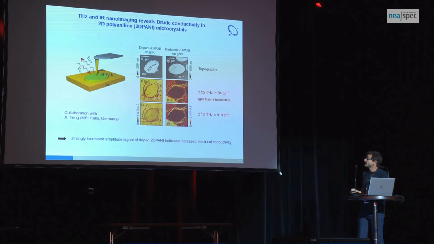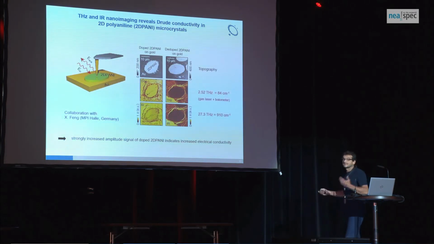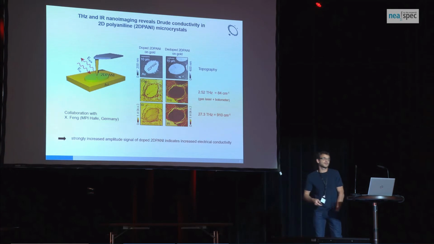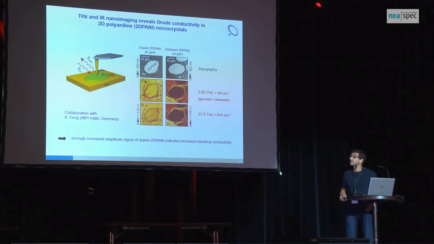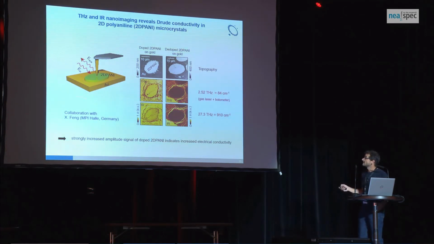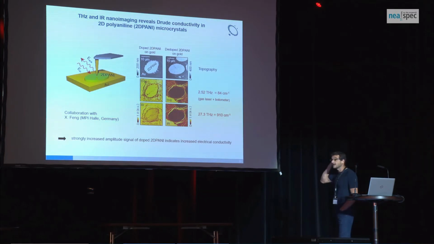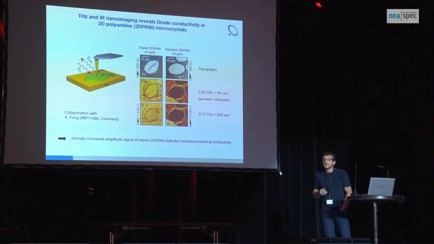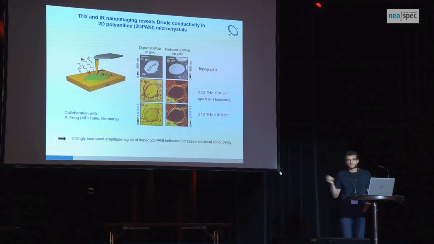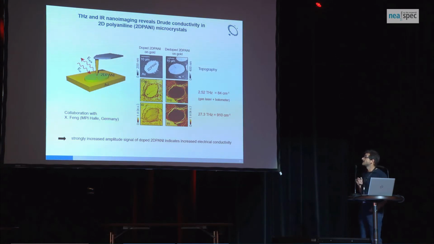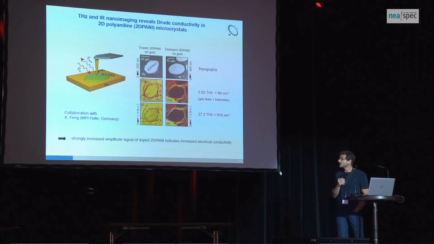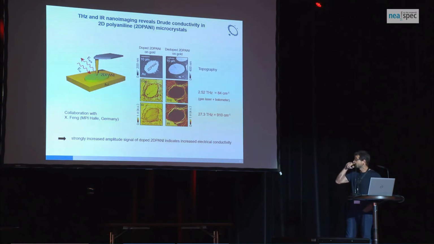Then another example, again back to conductivity. It just happens that we have a lot of projects in conductivity mapping at the moment, and this is done in collaboration with Xianling Feng at MPI in Halle. I'm not supposed to talk too much about the material. They were able to synthesize a new polyaniline material, which is a two-dimensional polymer, which is conductive.